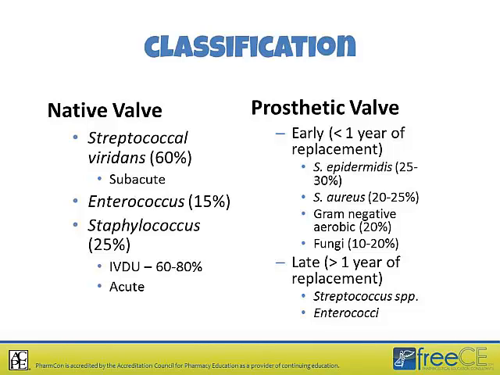So in terms of prosthetic valve endocarditis, we have early and late endocarditis. So if it occurs within 1 year of replacement, staph epidermidis and staph aureus are very common, as well as gram-negative aerobic bacteria and fungi. If it's late, really we start to look much more like native valve endocarditis and include streptococcus species as well as enterococci. There are different risks for pathogens depending on your patient presentation, as well as whether it's native valve or prosthetic valve endocarditis. So all important questions and things for you to think of if endocarditis is something that a team is considering.